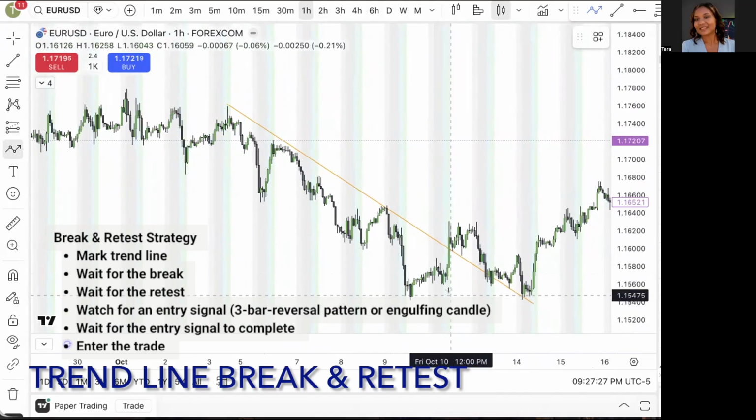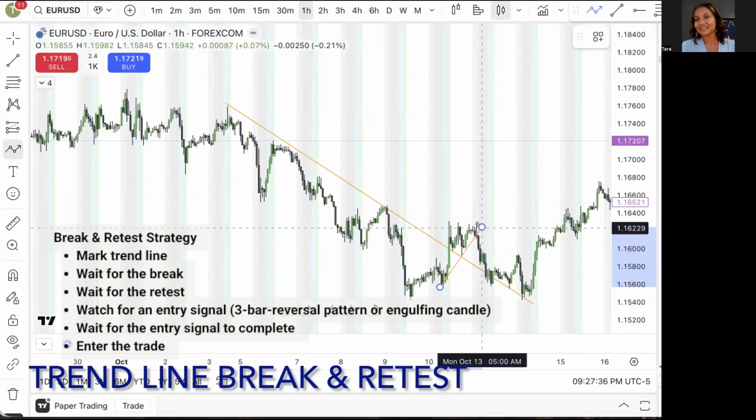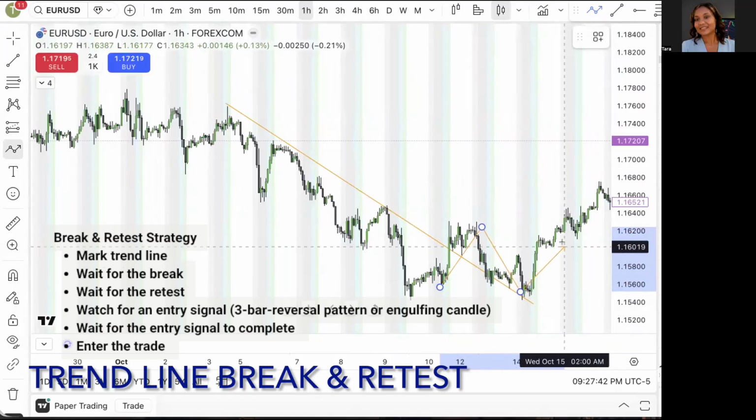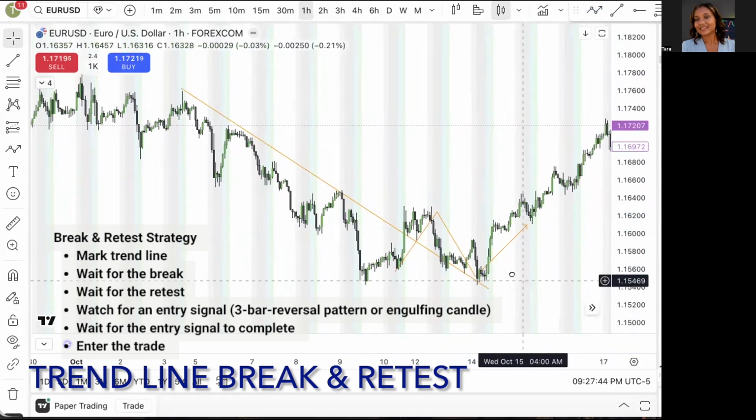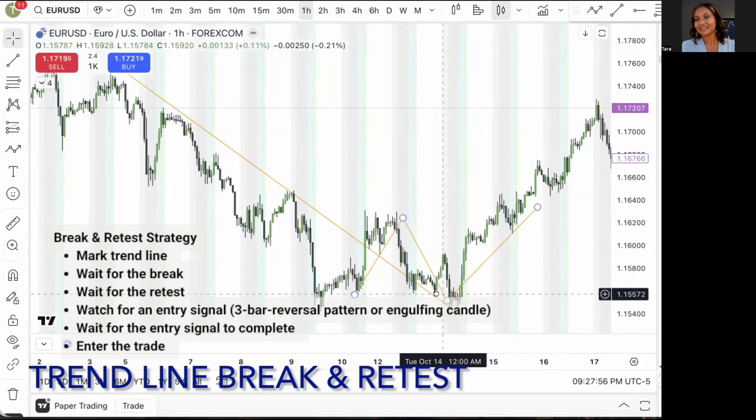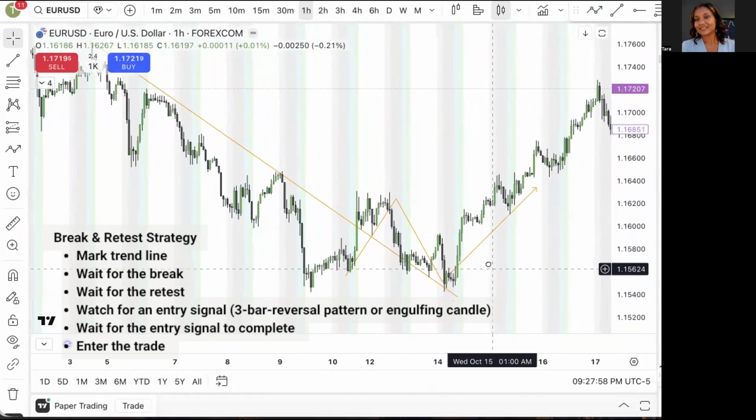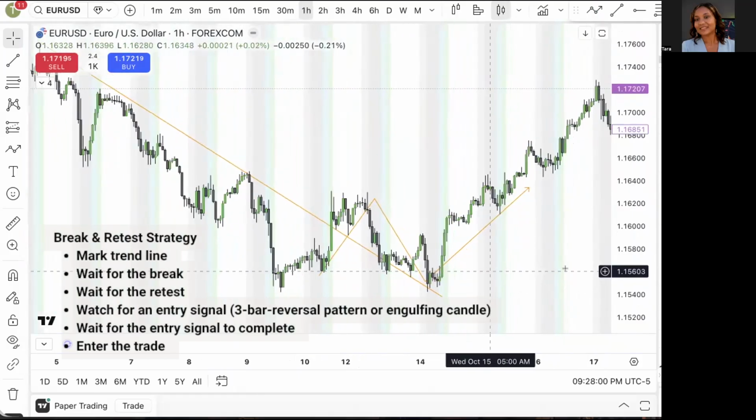We can use our path tool to follow price action. Okay, so we see that price broke through this trend line and then came down to retest it right in this area and then continued upward. All right, and once price gets down into this retest area, we have to wait for a signal.